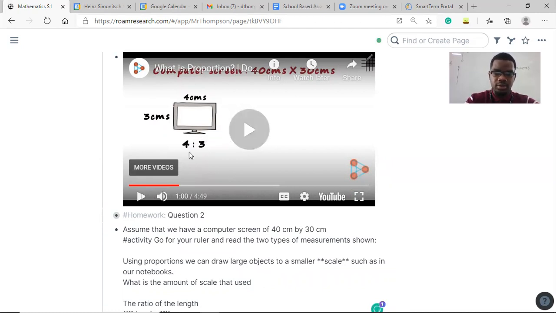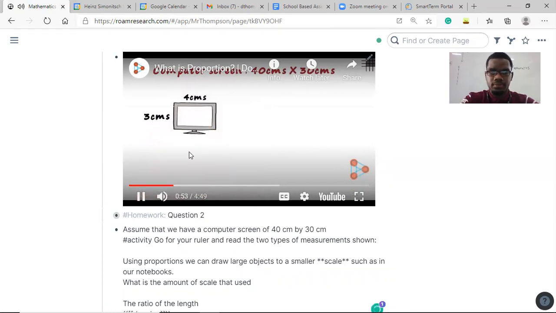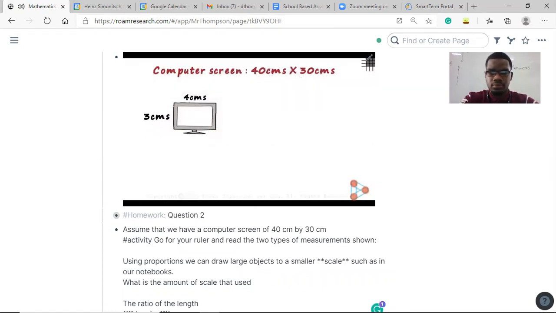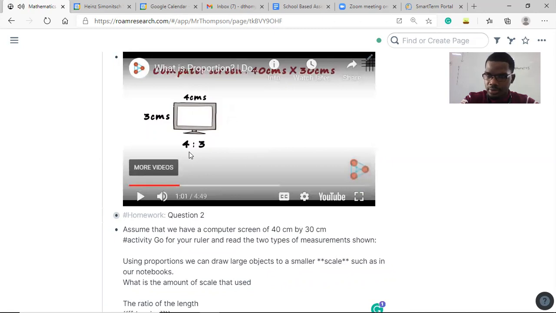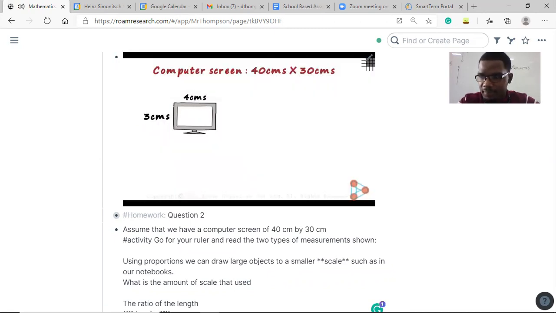Let's repeat that. Meters and width 3 centimeters. This will fit into your notebook. Here, the ratio of the length to the breadth is 4:3. If you repeat that one more time. And width 3 centimeters. This will fit into your notebook. Here, the ratio of the length to the breadth.